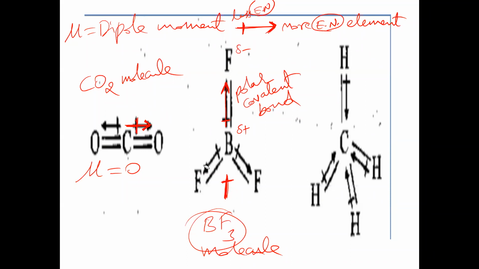Now the bond moment of these two bonds and the bond moment of this upper bond cancel each other. And again, mu is equal to 0 here. Mu is the dipole moment. Dipole moment is equal to 0 here. Is that clear? Next.